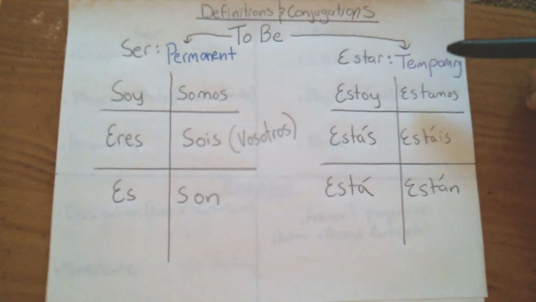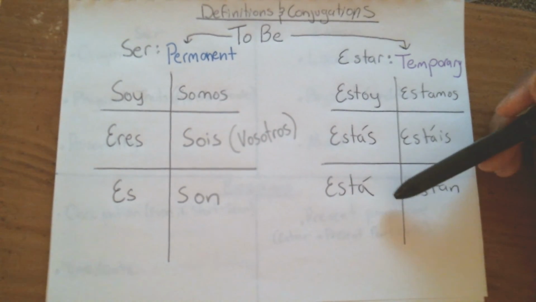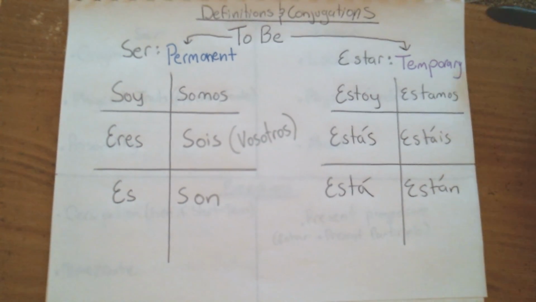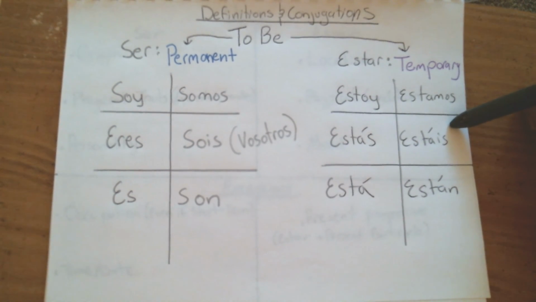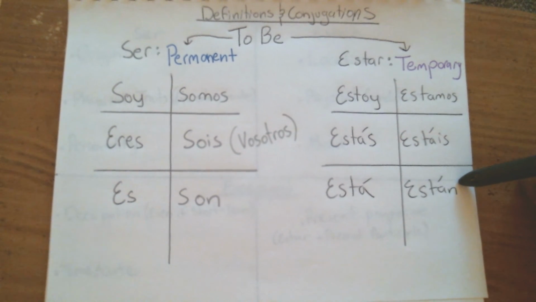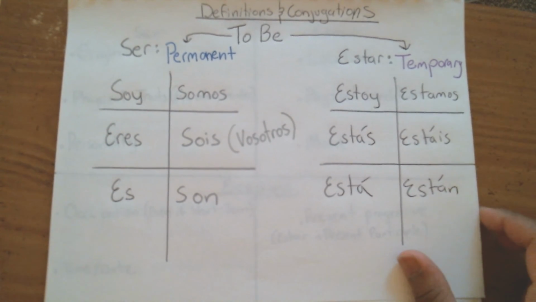Now over to estar, yo estoy, tú estás, él, ella, usted está, nosotros estamos, vosotros, again the same pronoun is used here, vosotros estáis, ellos, ellas, ustedes están. Okay? So those are all the conjugations for the verbs ser and estar. Remember, they both mean to be, but ser is to be in more of the long-term or permanent sense. Estar is to be in the more short-term or temporary sense.